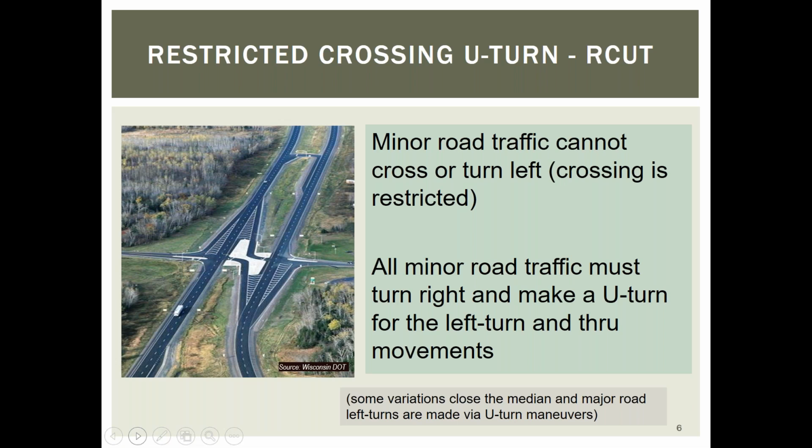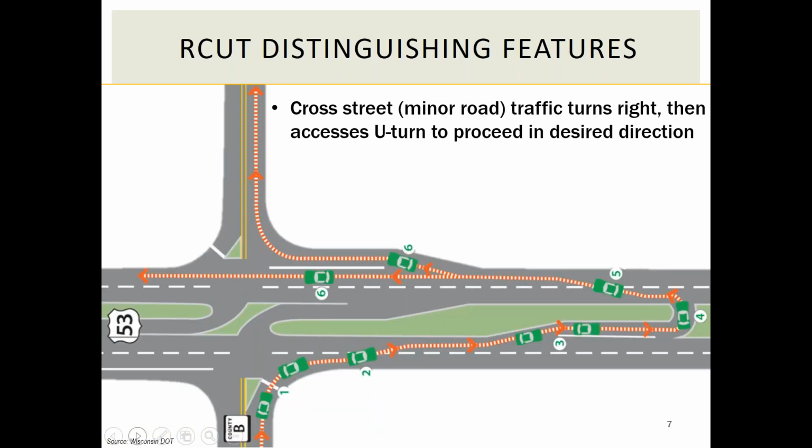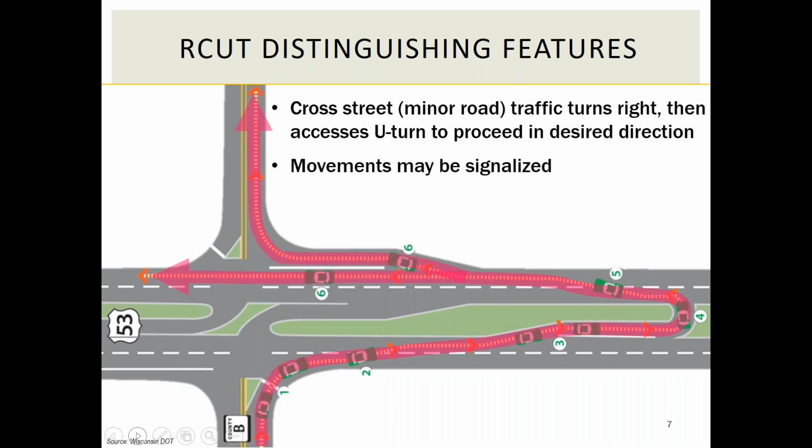All traffic coming out from the minor road makes a right turn, and if they wanted to make the crossing maneuver or a left turn, they go downstream, utilize a U-turn bay, and then come back. So really the distinguishing feature is only noticed from the minor street traffic. And if it's a rural type setting, perhaps that minor street traffic volume is relatively modest. So all traffic coming out of the minor street would make a right turn. If they wanted to make the left turn movement or the crossing movement, they would utilize the U-turn bay to come back.